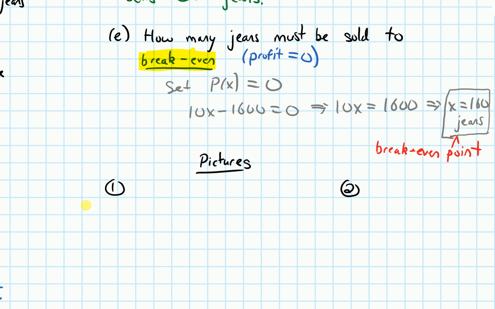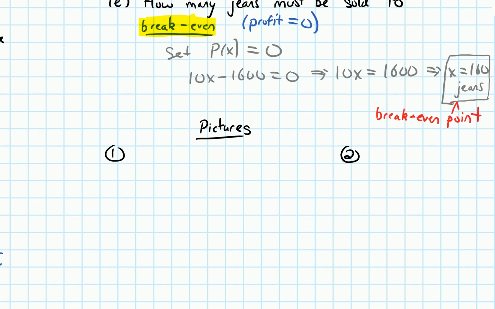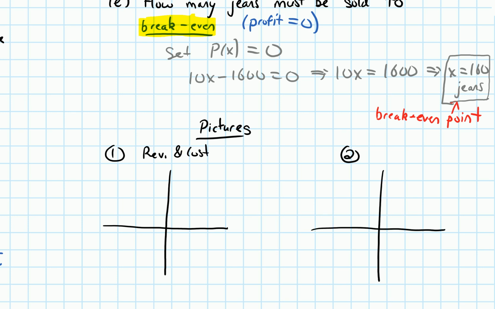All right, so let's draw some pictures. I'm going to draw 2 pictures. In this first set of axes, I'm going to consider the revenue and cost functions. In the second set of axes, I'm going to consider the profit function. Okay, so let's remind ourselves. Our revenue function was 35x. So that means the slope is positive 35, and there's no y-intercept because it's just 35x, so the y-intercept technically is 0.